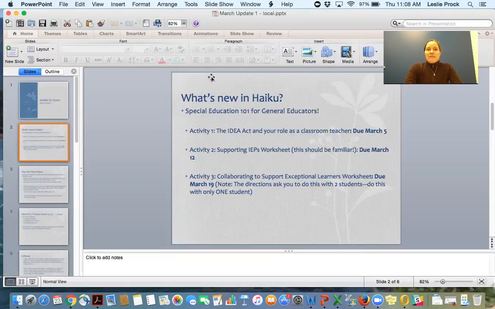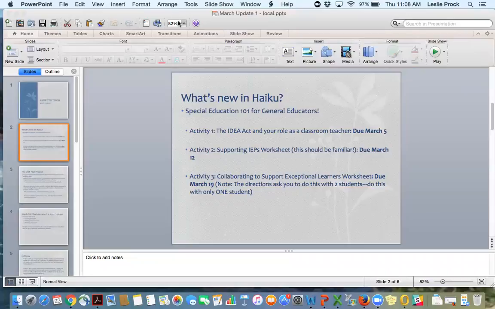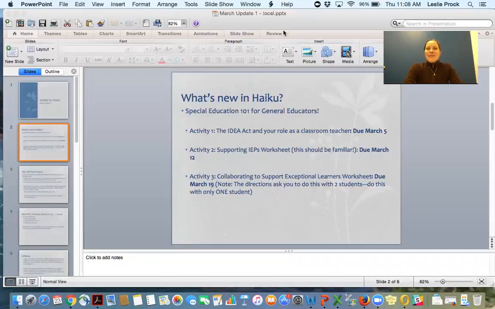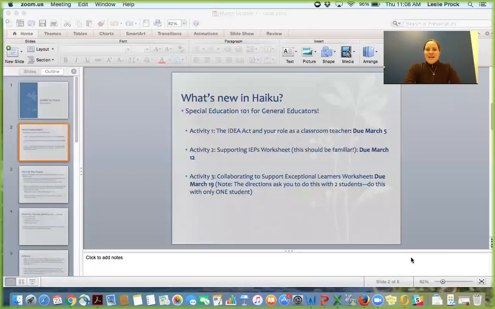I'm going to get out of here and take you to the... I messed up, sorry about that. So what I'm going to do is take you out of here and then open up this module so that you see what it looks like. Let me share it again. Sorry, I don't know what I'm doing here with sharing my screens today.